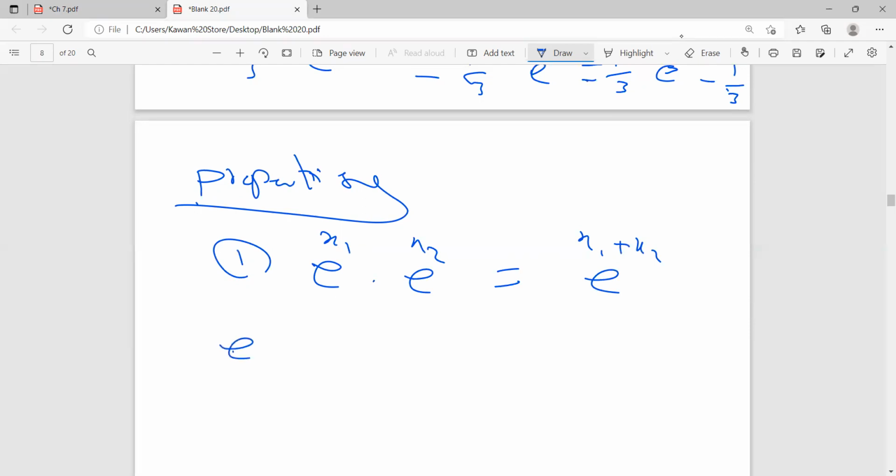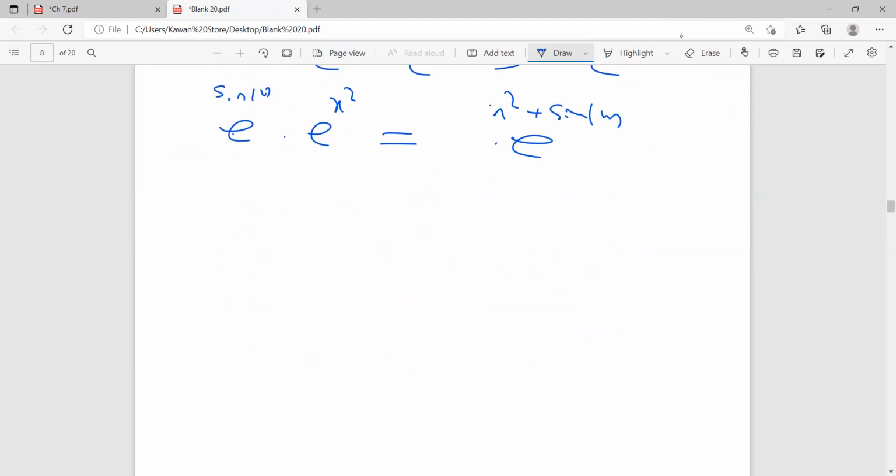The bases are equal, so we are going to add the exponents. For example, e to power sine of x multiply e to power x squared. In this case I have x squared plus sine x, or sine x plus x squared. Understood? Okay.